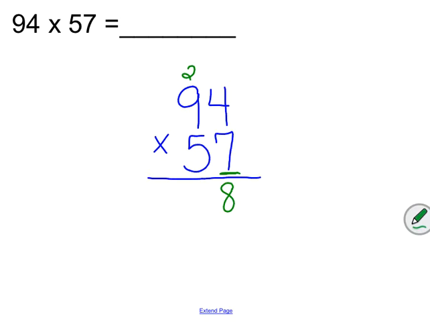Now 7 times 9 is 63, plus 2 is 65. Okay, so that was the first step, multiply by the numbers in the ones place. So now I'm done with the 7. I did multiply by the number in the ones place. And I'm going to cross out this 2 because I used that already.